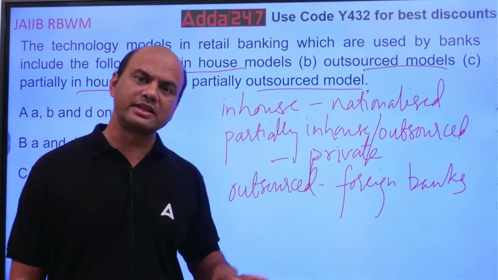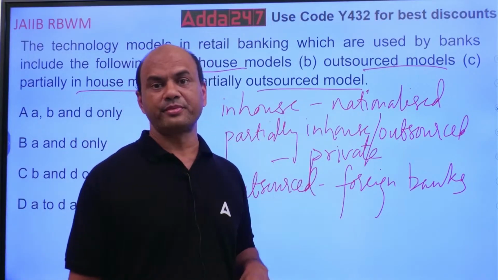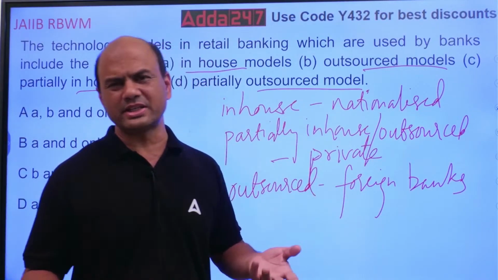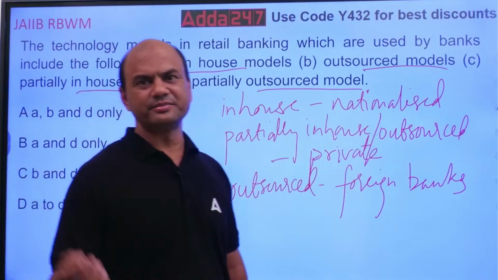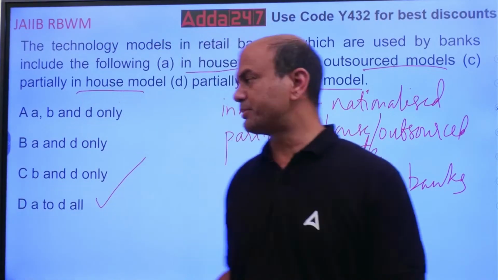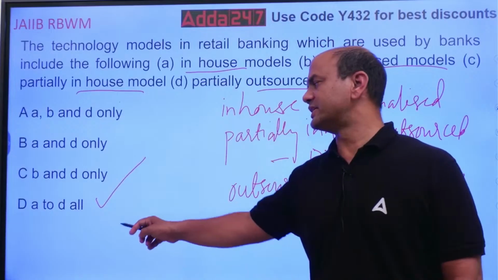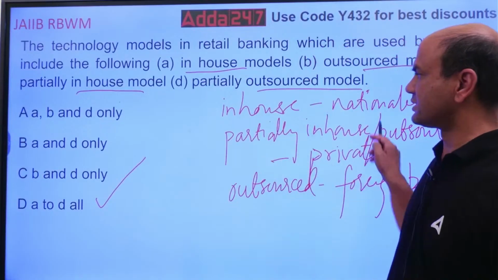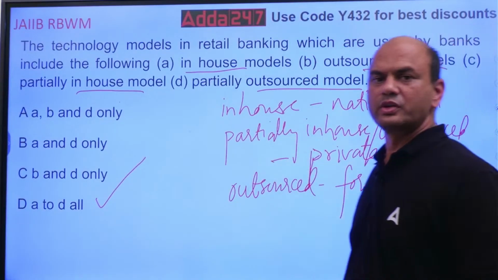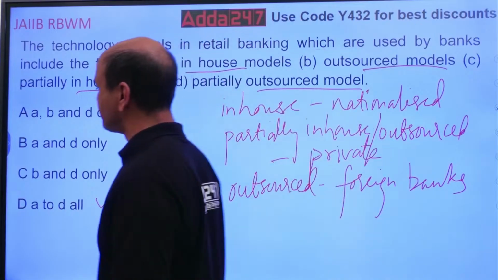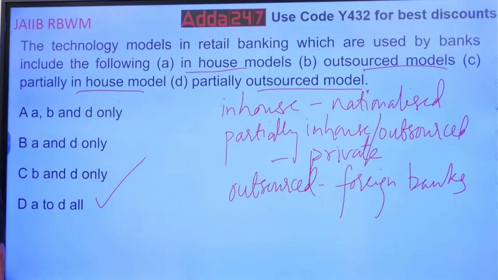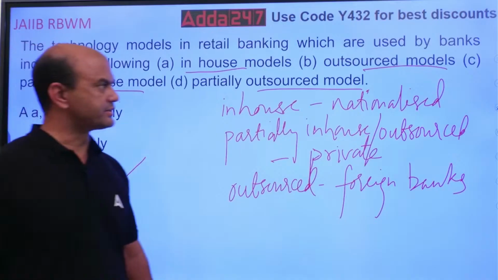But the question is as per the books. So as per the book, your books have to be changed. Let's see. As per the books, the answer is A to D and this is the answer. Got it, everyone? As per the books, this is the answer. Okay, next one.